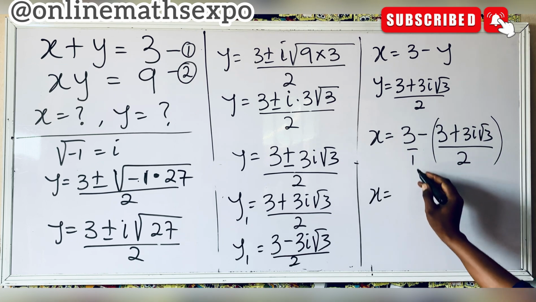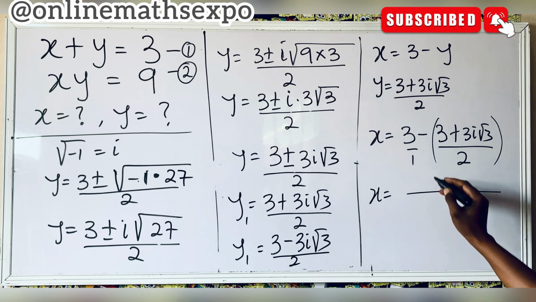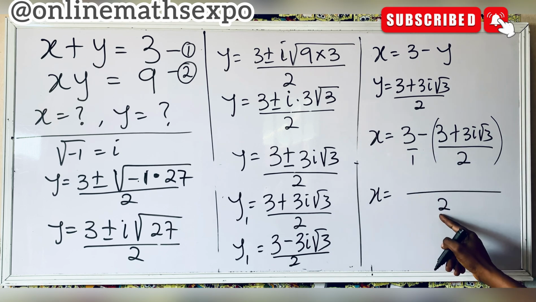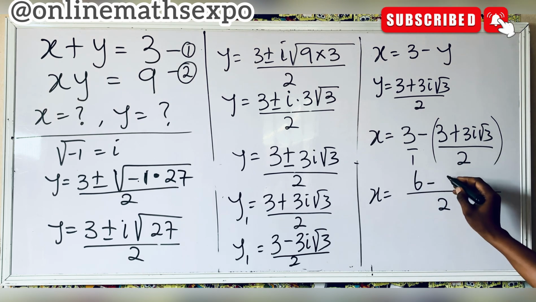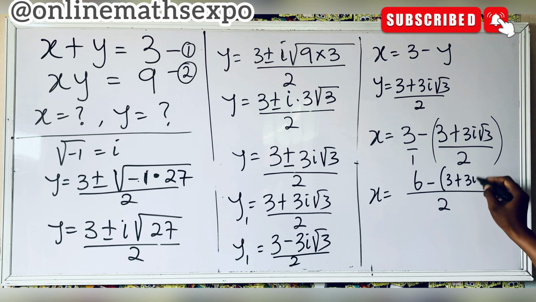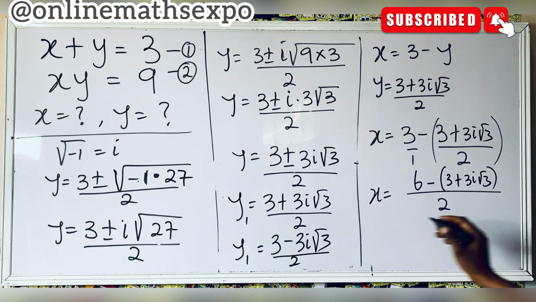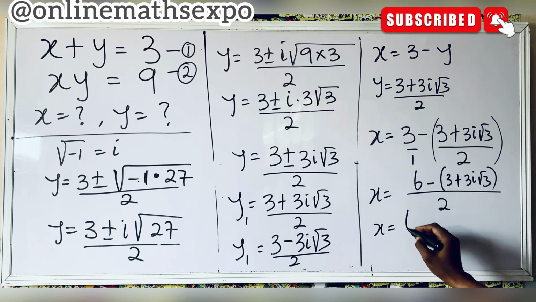So x will give us, LCM is 2. So when you use this, it goes there as 6. So we have 2 times 3 will give us 6. And this here is the same. So we're going to have 3 plus 3i root 3. And if you open this up, you are going to have x as 6.